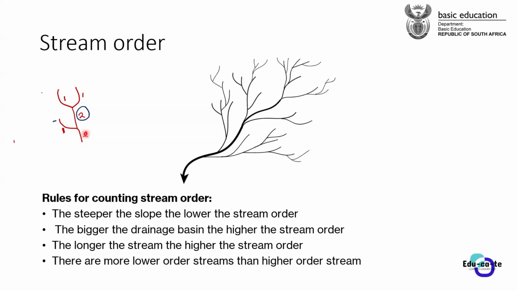So don't think about it in a mathematical way. Just think about it as the streams themselves. A stream of order 2 is a bigger stream. A stream of order 1 is a smaller stream. So when a smaller stream is joining into the bigger stream, it won't have that much effect. That's why the order remains as order number 2.